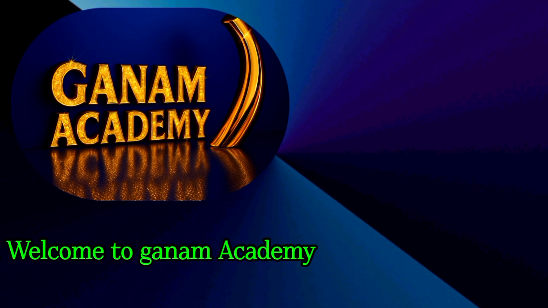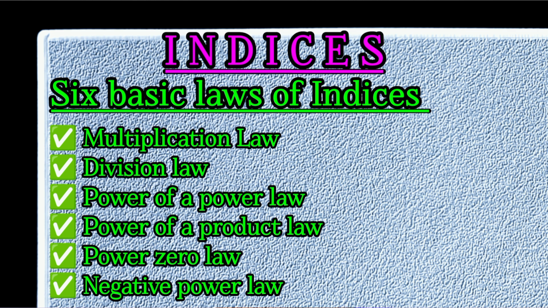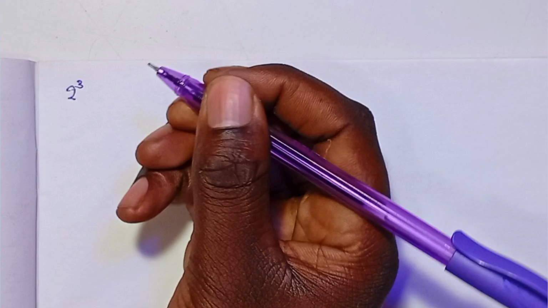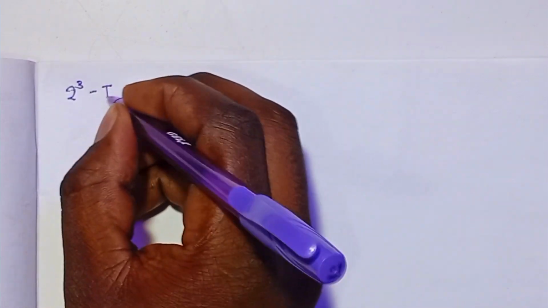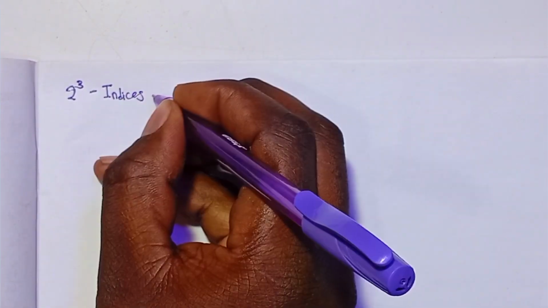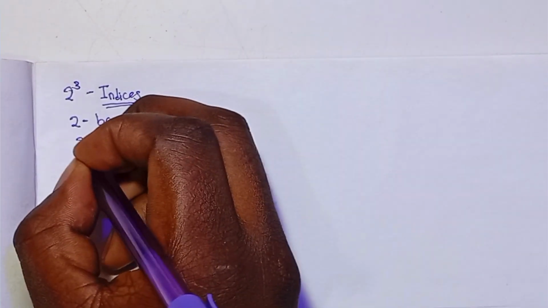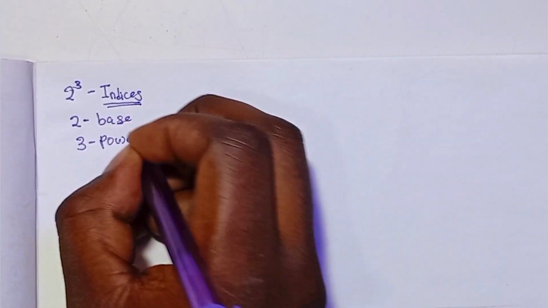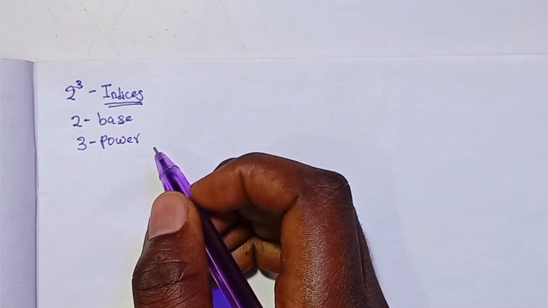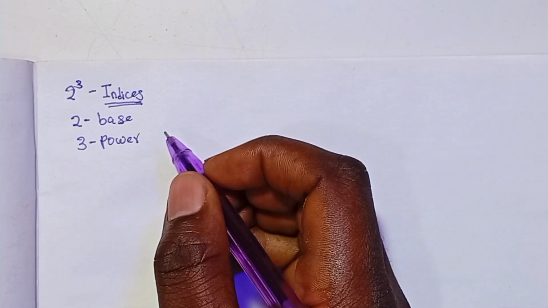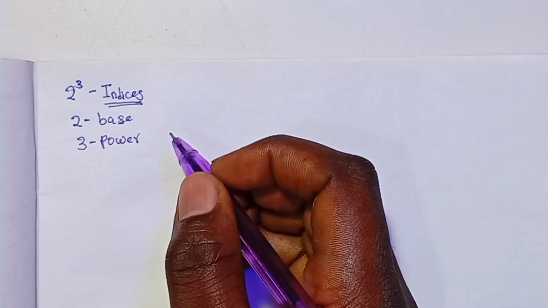So in today's lesson, we will be learning about basic laws of indices. Indices simply means power. For example, if you have 2 raised to 3, that is indices. The number 2 is the base, so in this case 2 is the base and 3 is the power. So by the end of this video you'll understand all the 6 main laws that help us simplify expressions with powers.